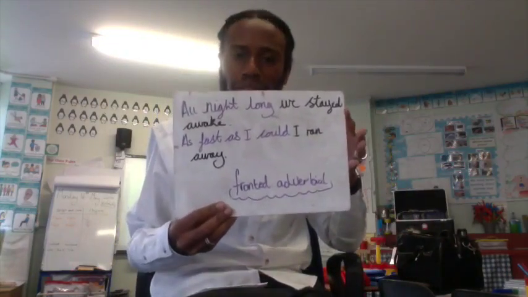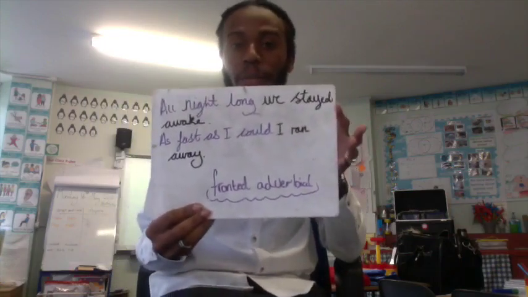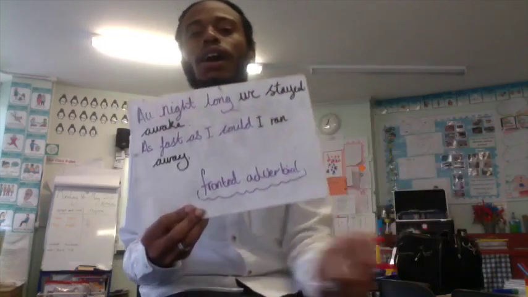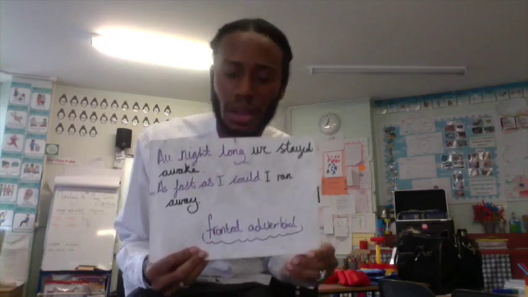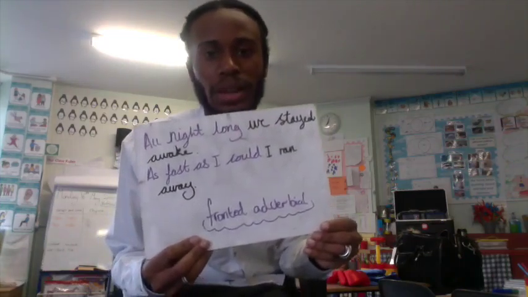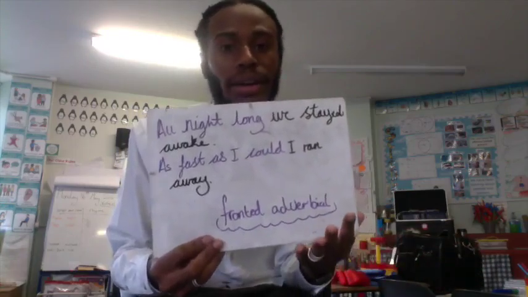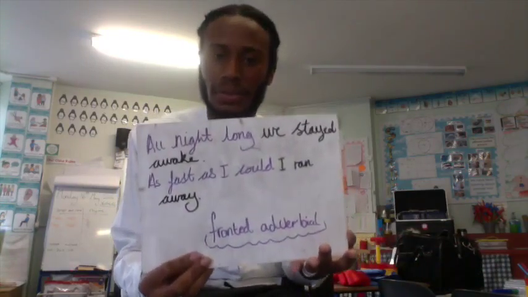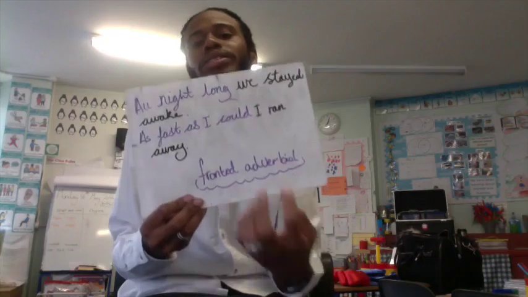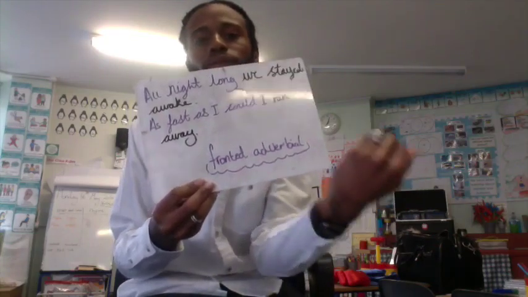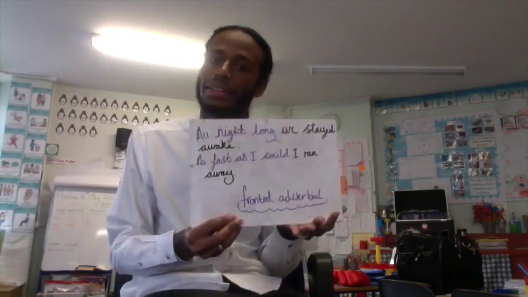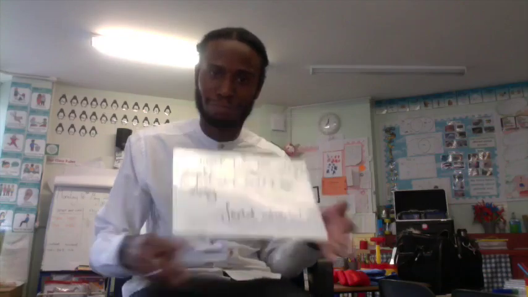Similarly, we move on to fronted adverbials, and it's the same thing, but what we're doing is taking our adverbial and putting it at the front of a sentence. So, whereas in we stayed awake all night long my adverbial was at the end, it's now at the beginning. So, all night long, we stayed awake. As fast as I could, I ran away. So all we're doing is taking the adverbial from the back of the sentence and throwing it towards the front. So that is an adverbial and a fronted adverbial.